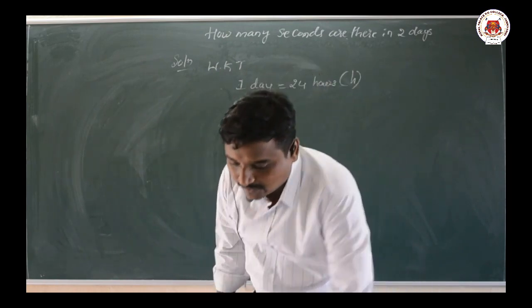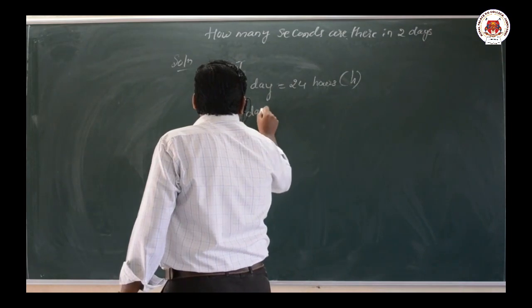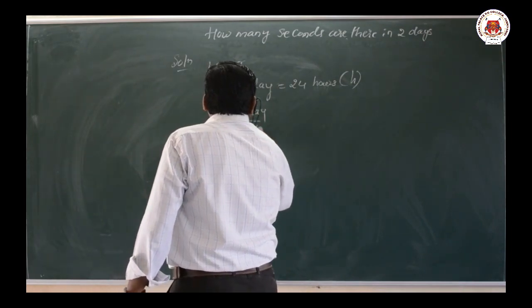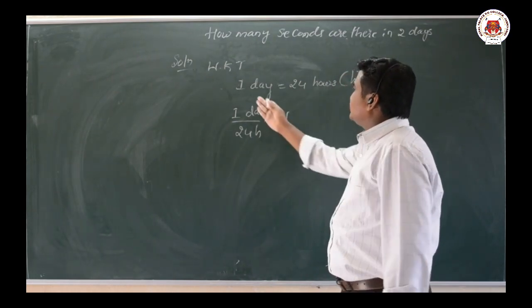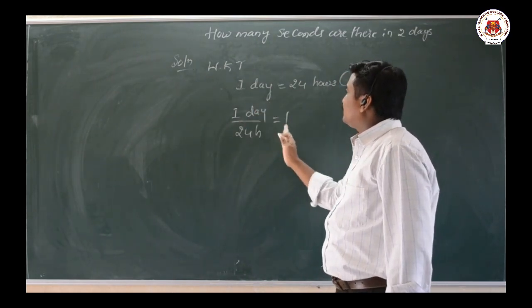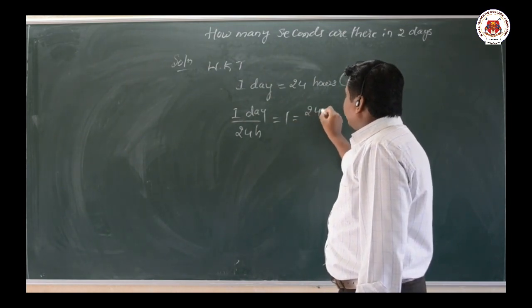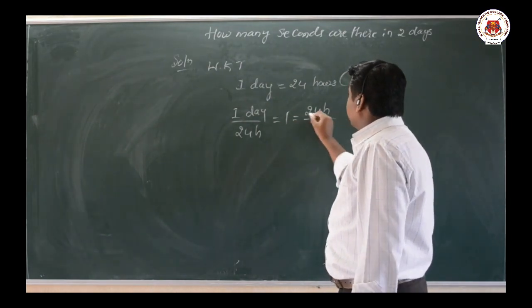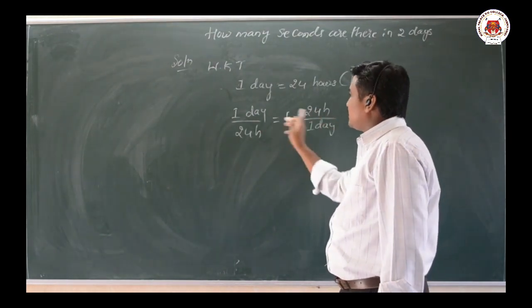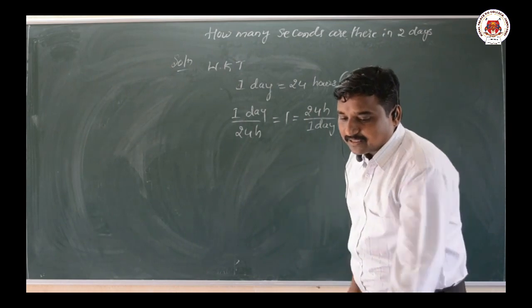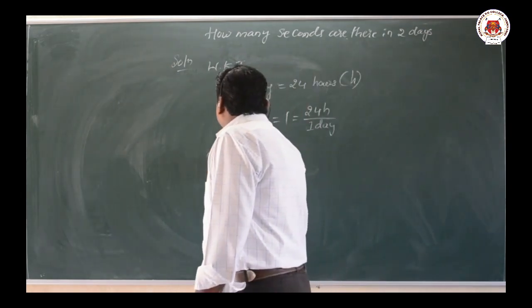24 hours. Or you can write 1 day divided by 24 hours equals 1. So 1 day equals 24 hours, then 1 day divided by 24 hours equals 1. That is also equal to 24 hours divided by 1 day. There are two unit factors. These two are called what here? Unit factors, and that equals what here? 1.